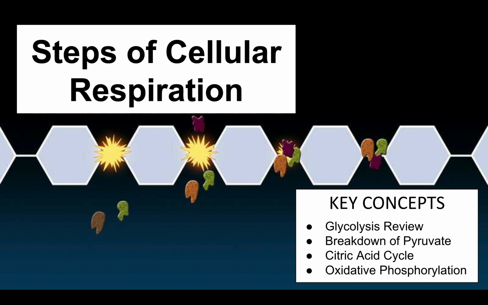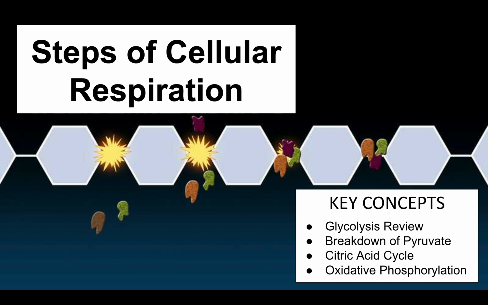All right, but let's get into some new material. So at this point, we've gone through glycolysis. We have 2 molecules of pyruvate. We now have to process this pyruvate. So the second step, we call it the breakdown of pyruvate.